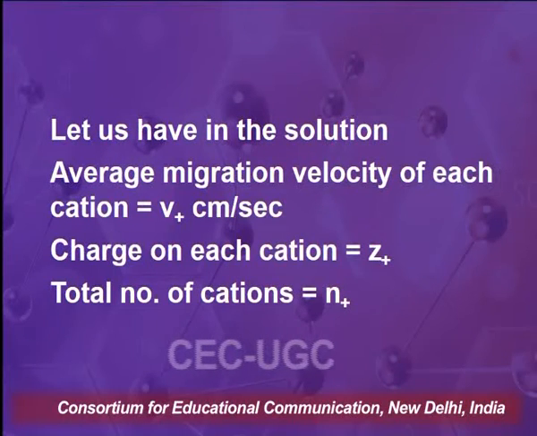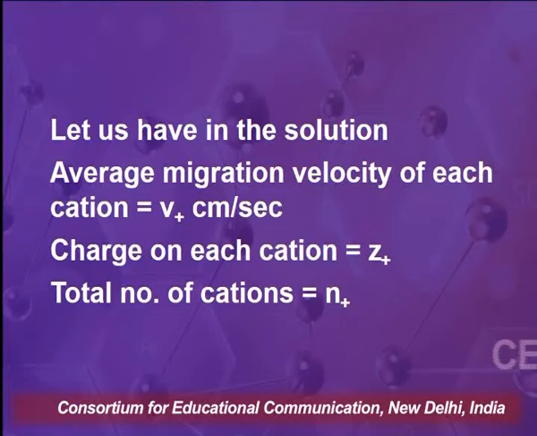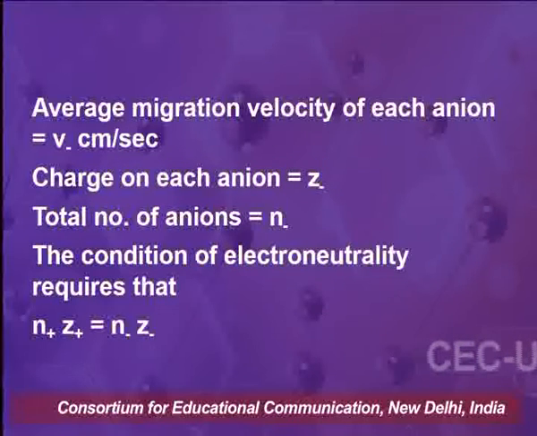Let us consider two parallel plates d centimeter apart across which a potential E volts is applied, and between these two electrodes some volume of an electrolyte is placed. Let us have in the solution average migration velocity of each cation as V plus centimeter per second. Charge on each cation is Z plus. Total number of cations is N plus.